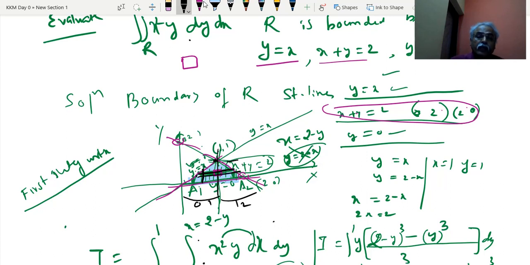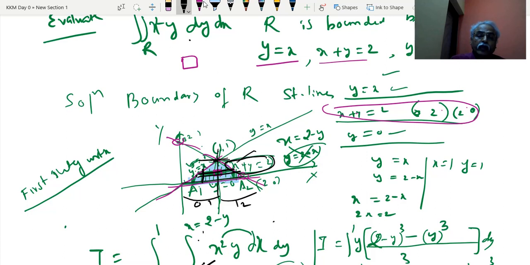So you should write in terms of x, since x is varying: parallel to the x axis, x is varying, y is constant. x equal to what? x equal to y. And this is x plus y equal to 2. In this also you should find x, which is 2 minus y. This whole strip you move from the lowest part to the highest part.